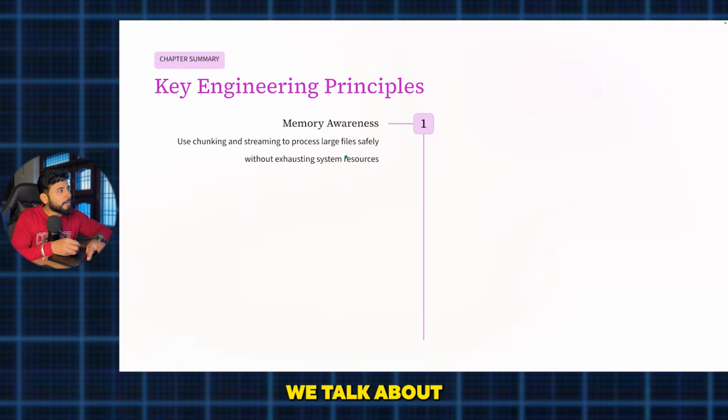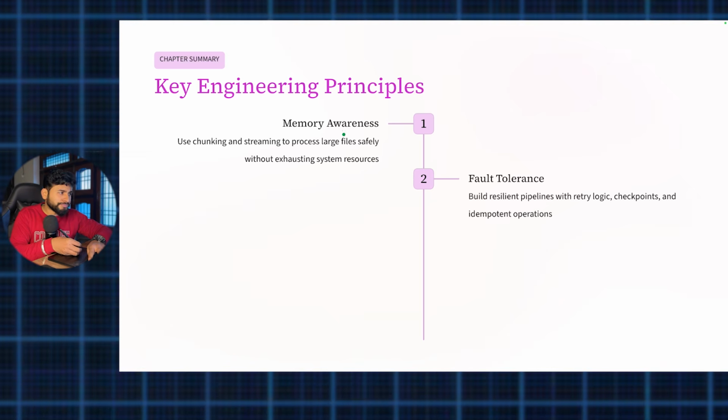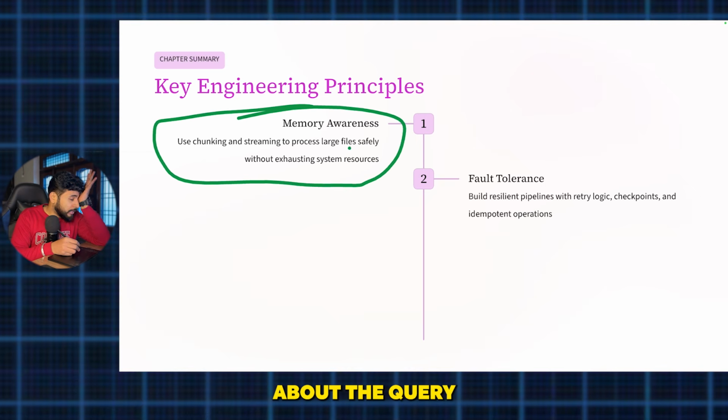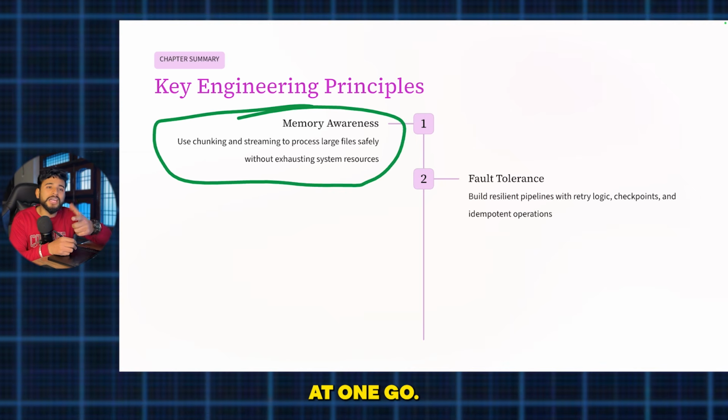Next, that is key engineering principles. There are many key engineering principles that you should definitely learn. That is memory awareness. Chunking we talked about, processing of large files without exhausting your main system. If you have 5 GB of RAM, you cannot load a 100 GB file in one go. You have to use different kinds of distributed systems so that it can process it.